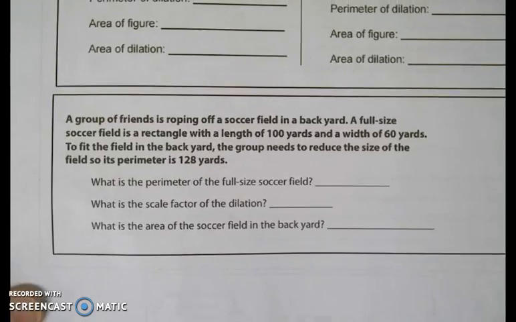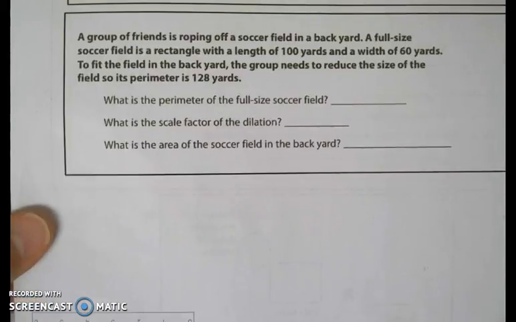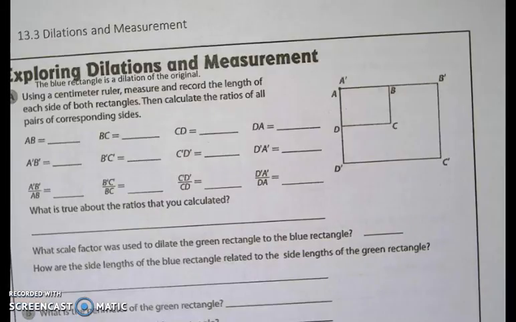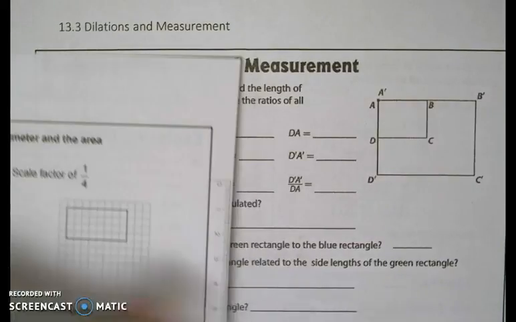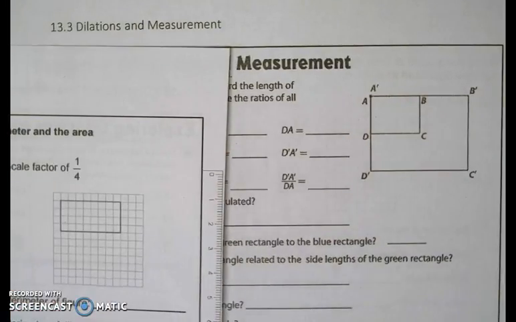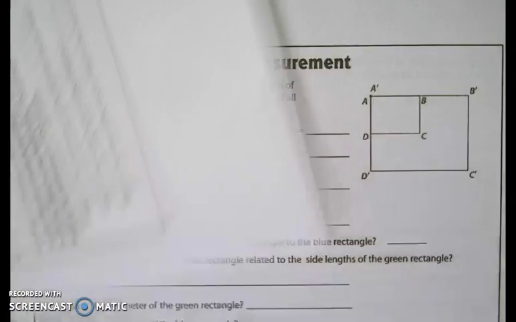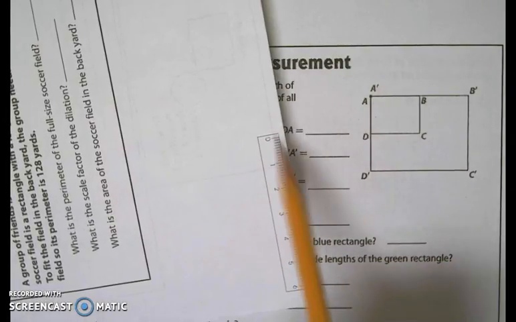So what I want you to do is fold the paper so that the centimeter ruler is on the edge, and same thing for the bottom. Fold it as close to the bottom as you can get so that you can actually lay it on the figure to measure.